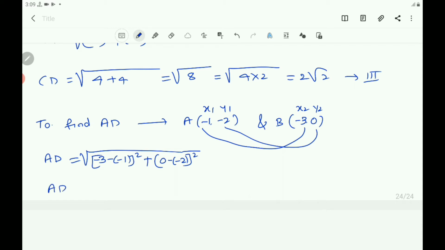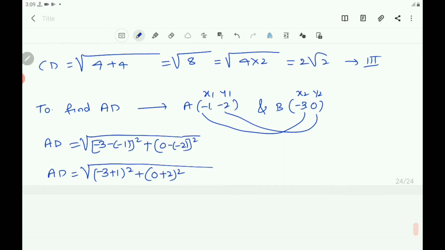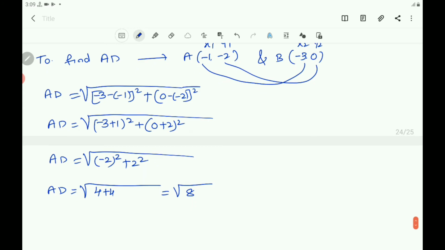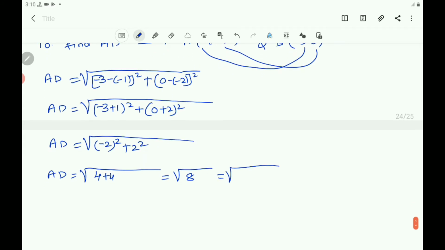Then AD equals, you write minus 3 plus 1 whole square plus 0 minus of minus 2 is plus 2 whole square. Then AD equals minus 3 plus 1 is minus 2 whole square plus 2 square. Then AD equals minus 2 whole square is 4 plus 4, then it is 8. Square root of 8 equals square root of 4 into 2 equals 2 root 2. You got the fourth one.